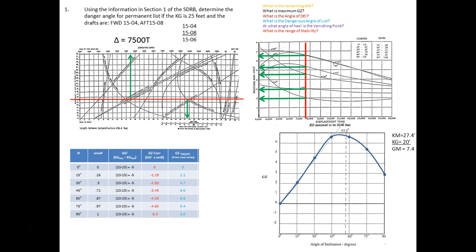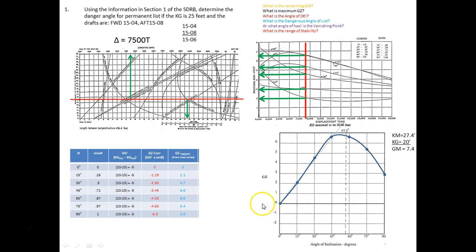But we know our vessel is not at a KG of 20 feet. We're at a KG of 25 feet. So we have to now make a correction. Well, this is the correction. These numbers represent how much GZ will be decreased for each angle. So all we have to do now is take these numbers and plot them here.